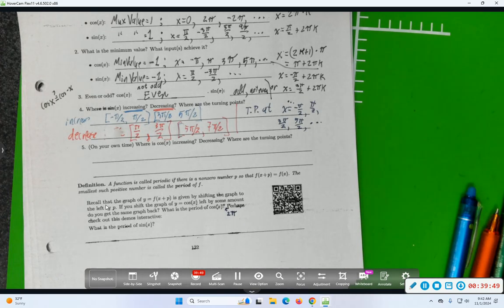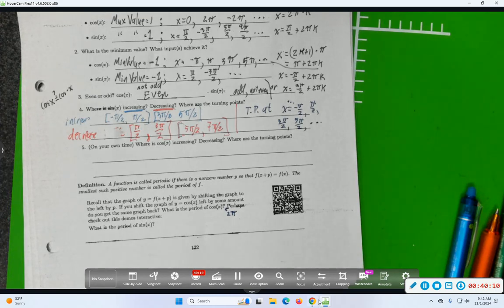Any intuition for what the period of sine should be? No wrong answers. All I want is a guess, and then we'll check it on Desmos. Pi. I hear a pi. Let's find out.